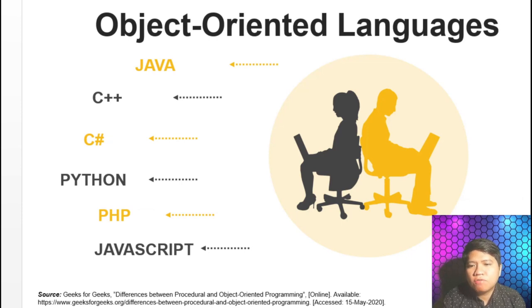So what are some of the languages available in object orientation? Of course, number one, Java. That will be our programming language to be used for the entire course. Also C++, C#, Python, PHP, and JavaScript. Those are some of the object-oriented languages.